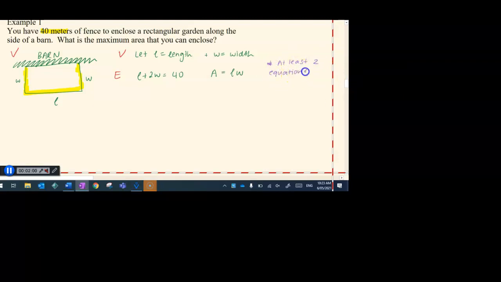And then what do we need to do? You'll need to rearrange, possibly, and then you will need to substitute one equation into the other. So, for example, we are trying to find the maximum area, which means this is the equation in green there that we are trying to optimize, which means we are going to rearrange equation 1, the length plus 2 width equation, and we are going to sub it into equation 2.